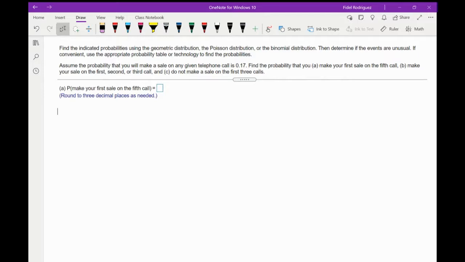Okay, let's see. Assume that the probability you make a sale on any given telephone call is 0.17. Find the probability that you make your first sale on the 5th call. Okay, so guys, I want you to think about what they just told me here. Find the probability you're going to make our first sale on the 5th call.